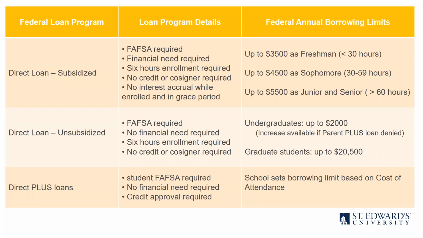An undergraduate student working on their bachelor's degree, borrowing a direct loan unsub, can have up to $2,000 per academic year. The only way that we can increase this is if this is a dependent student for financial aid purposes, and the parent PLUS loan is denied. Then we're authorized to bump up the unsub loan to some graduated amounts. Graduate students are also eligible to borrow the direct loan unsub.